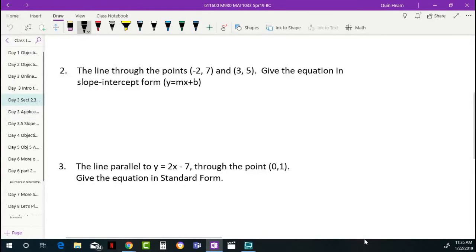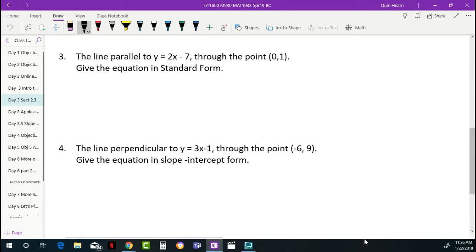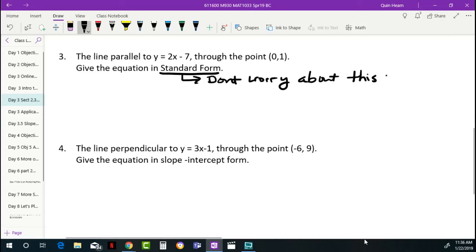So let's look at a couple of examples of writing equations of lines, and we're going to keep that in mind. For the sake of time, I'm going to start with number 3 here. So the line parallel to y equals 2x minus 7 through the point 0, 1. We're supposed to give the equation of this line in standard form. Okay, so remember, when they ask you to give the equation of the line in a particular form, don't worry about this until the end of the problem.